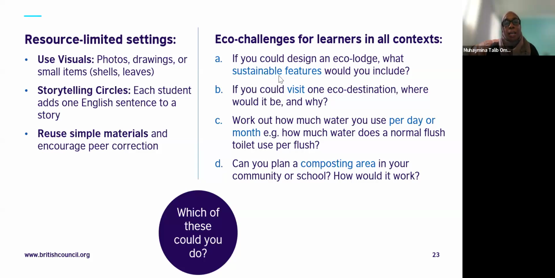So now I have challenges for you. The first challenge is, if you could design an eco-lodge, what sustainable features would you include? The second one is, if you could visit one eco-destination, where would it be and why? And work out how much water you use per day or month. For example, how much water does a normal flush take per day or month? And can you plan a composting area in your community or school? How could it work? Which of these could you do?